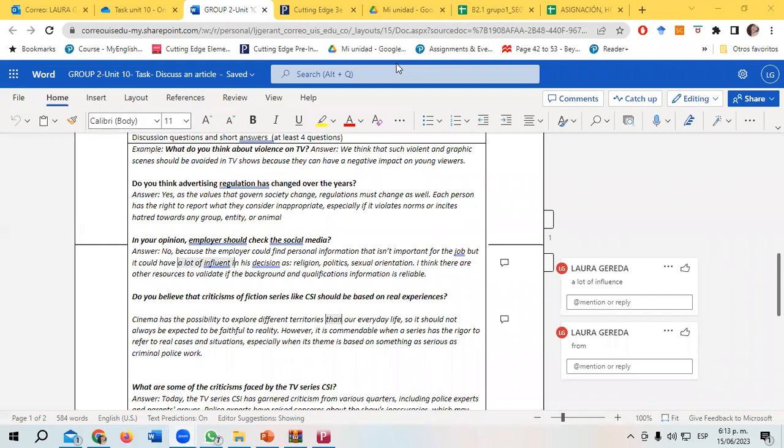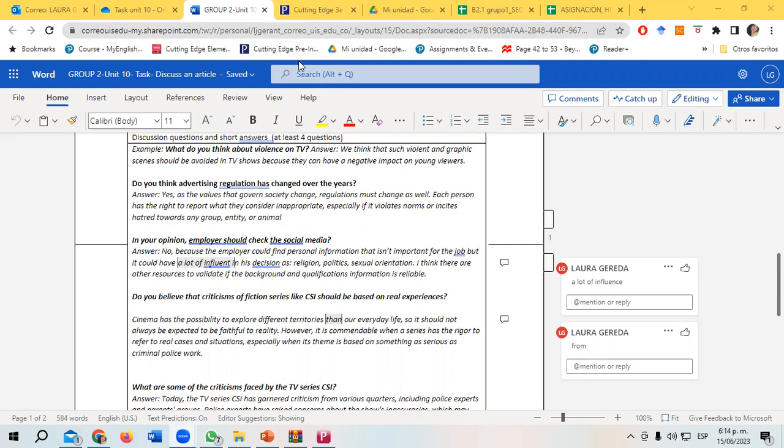First, do you think advertising regulation has changed over the years? Yes, as the values that govern society change, regulation must change as well. Each person has the right to report what they consider inappropriate, especially if it violates norms or incites hatred towards any group, entity, or animal. Read all questions, teacher? Yes, you can read all of them. No problem. Okay.